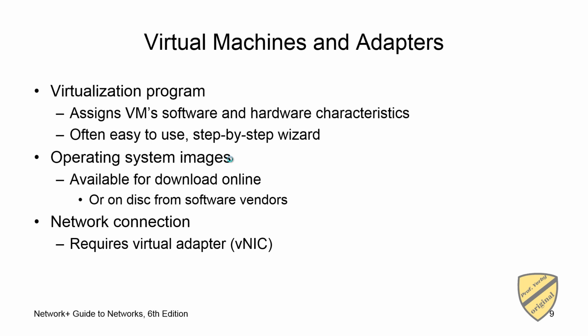They use operating system images, so these are your ISO files. If you go to your DreamSpark account and download Windows 7 or Windows Server, it'll download as a .iso, and you can create a new operating system directly from that ISO file without having to burn it to a disk. I have another video on my YouTube channel that shows you how to create a new virtual machine. Network connections require a virtual adapter, so that's all set up when you install your virtualization software.